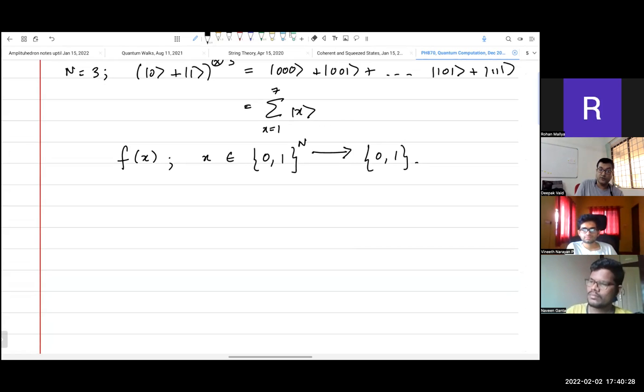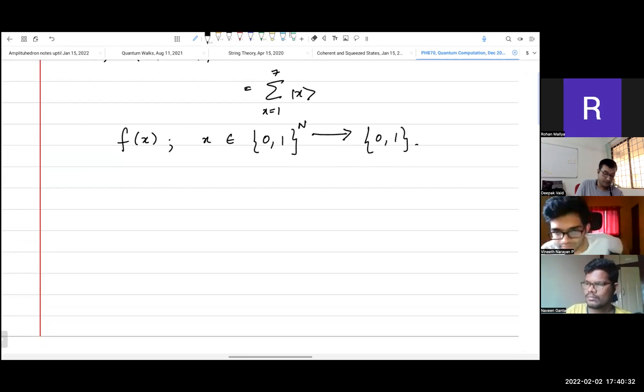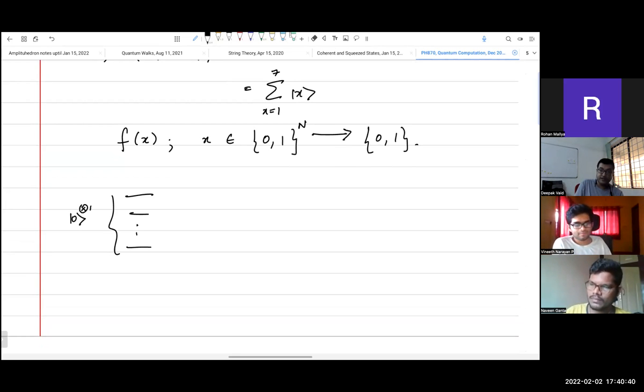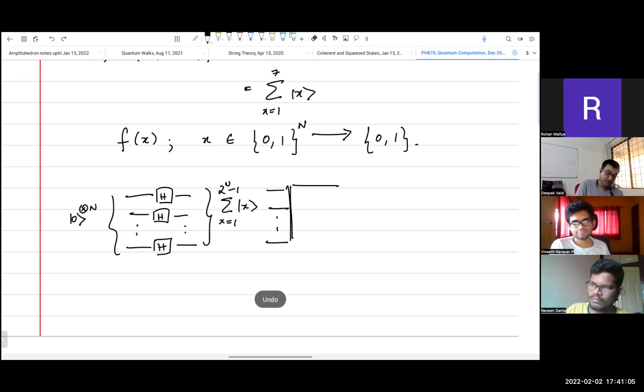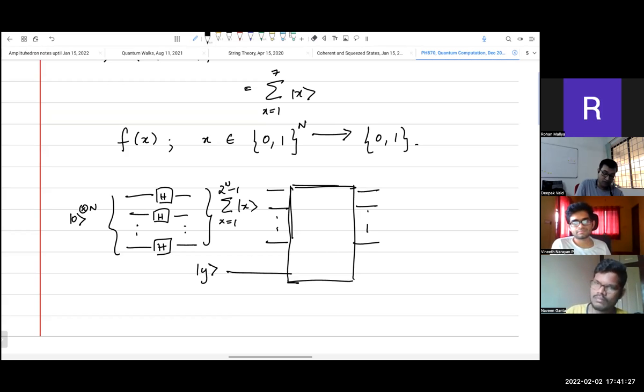So how do we go about constructing our circuit? We start with 0 tensor n. We put a Hadamard on each one of these. What do we get? We get a summation over x from 0 to 2 to the n minus 1. This becomes our input state. And then we have our ancilla qubit over here, y. And our input state comes out on the other end unchanged.